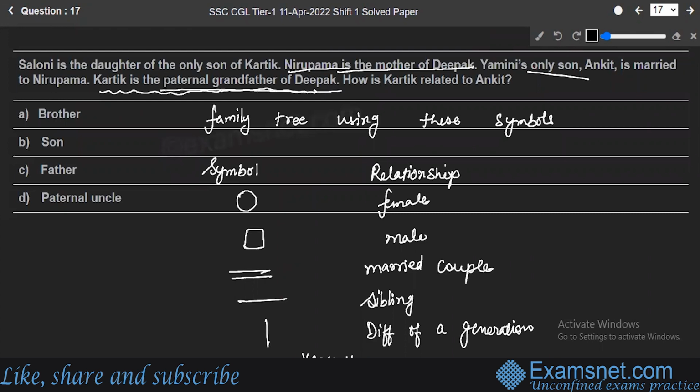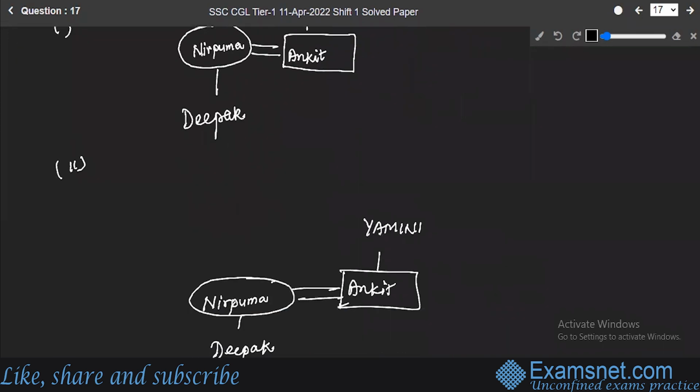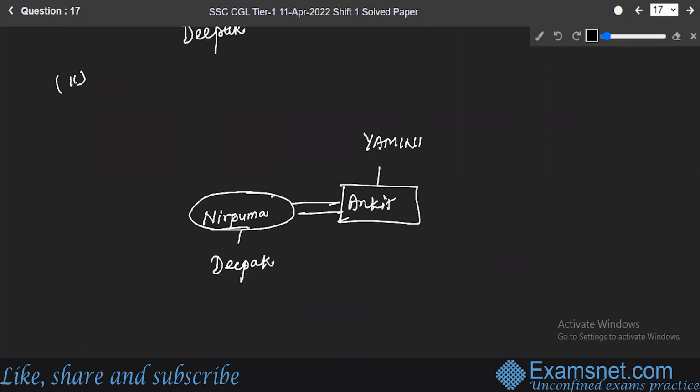Karthik is paternal grandfather of Deepak. So that means Karthik is paternal grandfather. First of all, Karthik is a male and he's grandfather of Deepak. See, Deepak is son of Nirupama, who's married to Ankit, who is son of Yamini. That means Karthik is husband of Yamini. He's a male. That means Yamini is a female, right? They both are married. So I'll put a double line over here. This was your third relationship. Karthik is paternal grandfather of Deepak. I hope you're clear till here.